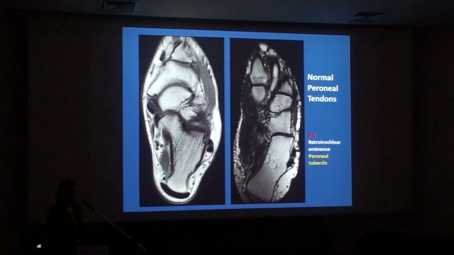As we go further down, you can observe the inferior peroneal retinaculum at the lateral aspect of the calcaneus, and you can see the longus and brevis tendons with nice low signal intensity, and also two bony protuberances, more posteriorly the retrotrochlear eminence and more anteriorly the peroneal tubercle, which should not measure more than about 5 millimeters in height. Other than that, they are hypertrophied.